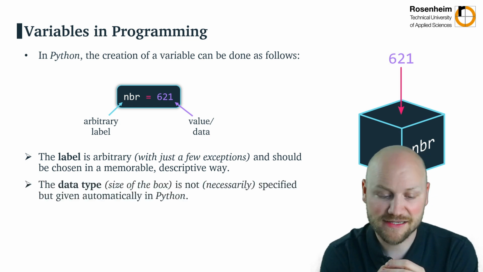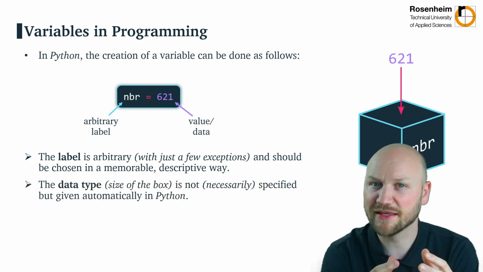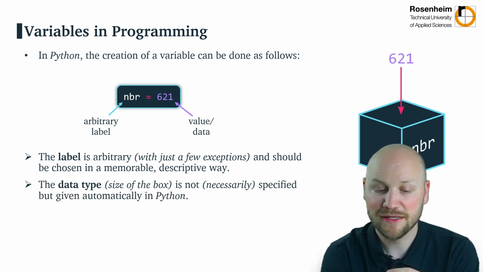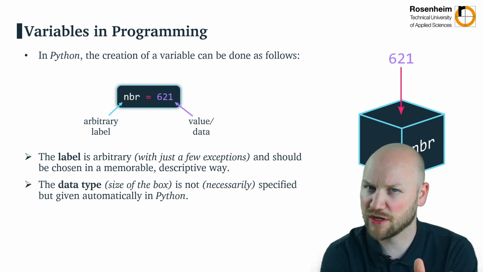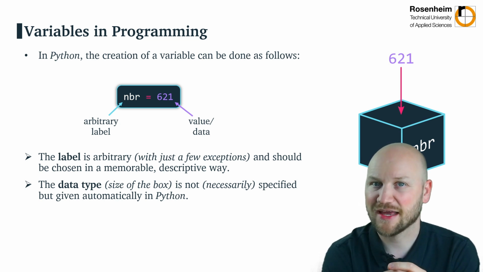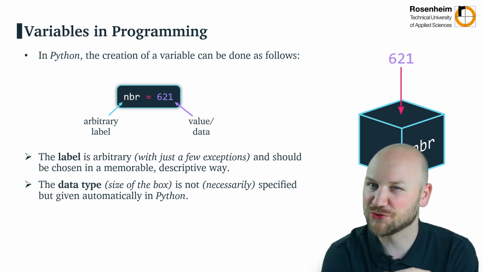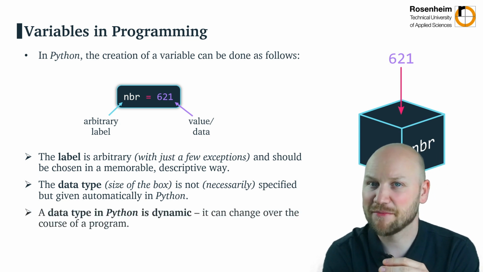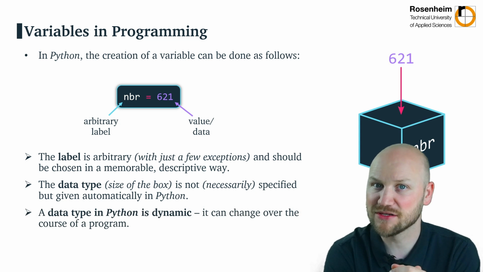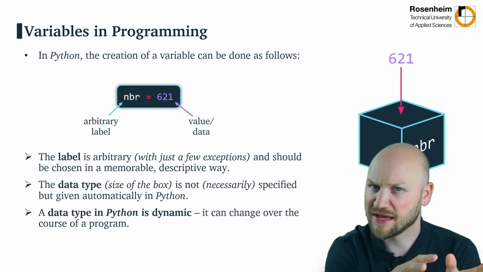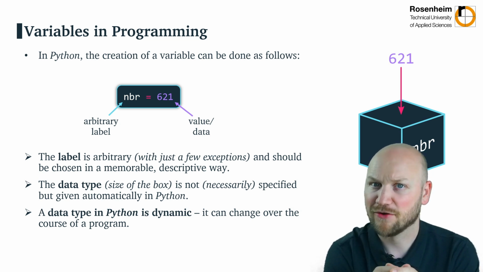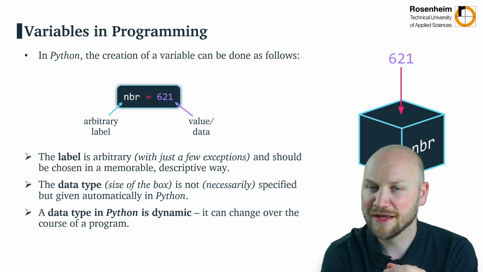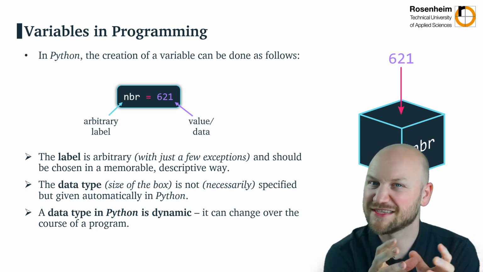Moreover, the data type, the size of the box, is automatically given in Python. For example, in this case we have a whole number 621 and Python is detecting this and is choosing the right data type for you, so you don't need to specify it. And the data type in Python is dynamic. In this case we have a whole number, but let's consider we are dividing this number by 2 and we come up with something that is 0.5 or another decimal number, and Python is automatically changing the data type from a whole number to a decimal number.